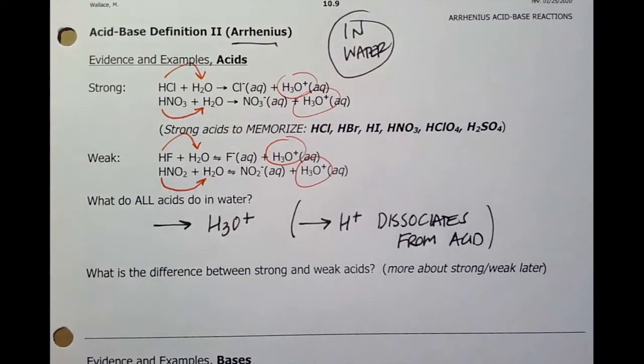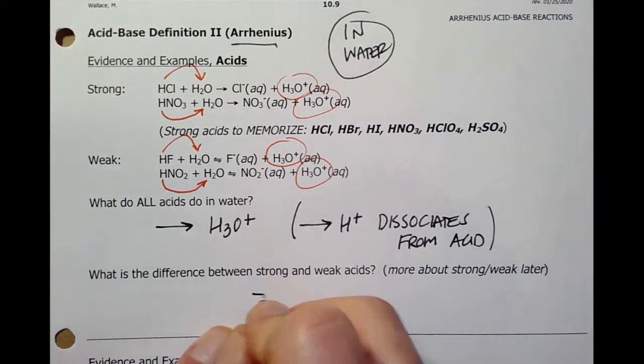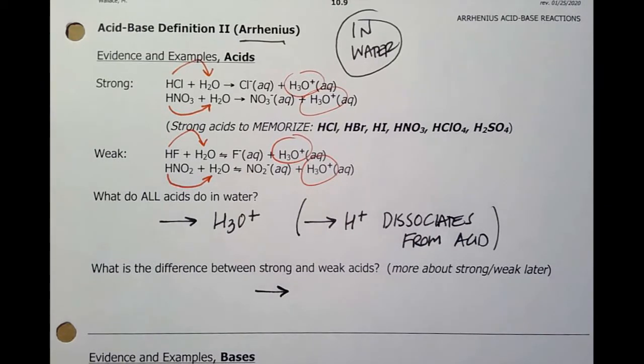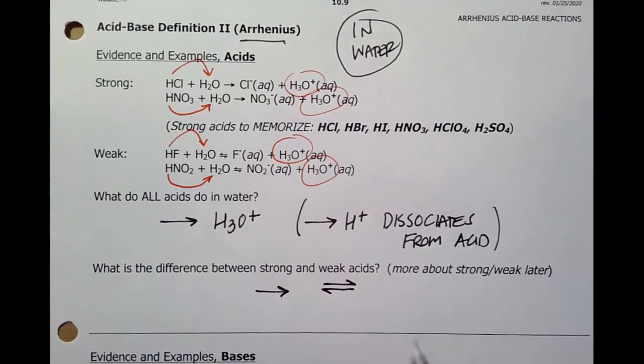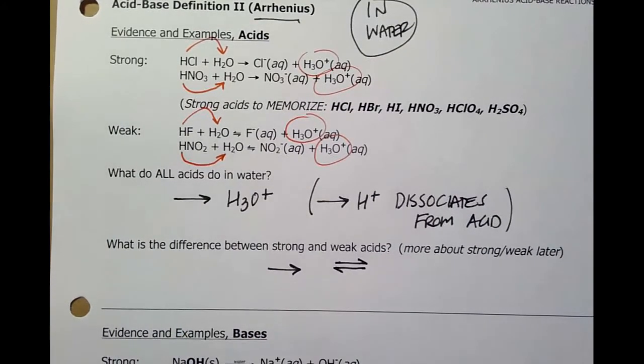The difference between strong and weak is simple. If you look at the strong acids, there's no real equilibrium. You put them in water, they get rid of their H plus. There's no equilibrium to consider. For weak acids, we have an equilibrium situation. Okay, in water, H3O plus, strong, weak.